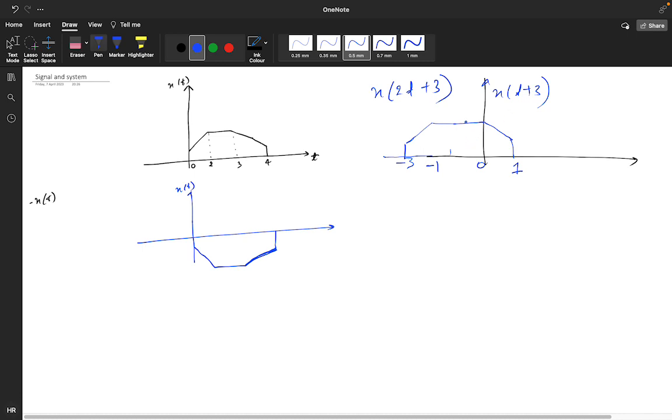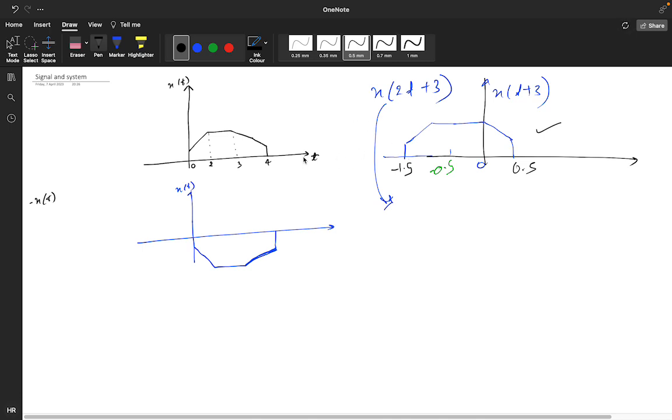Now you want to draw x of 2t plus 3. So what will you do? Scaling, meaning divide by 2. So what values will you get? I'm directly writing: minus 1.5, minus 0.5, 0, and 0.5.